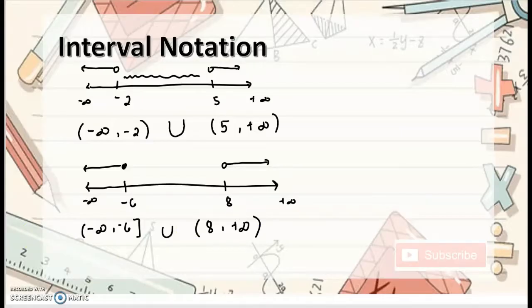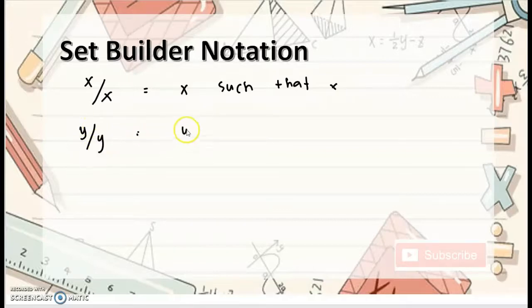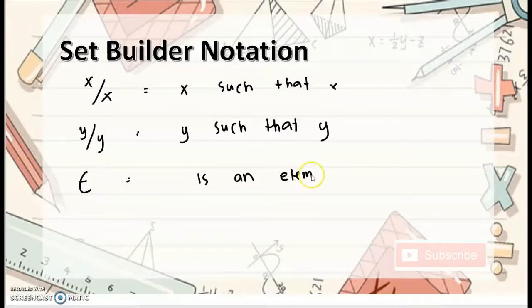For the set builder notation, the commonly used symbols would be like this. This one is read as x such that x. This would be read as y such that y. This symbol is read as is an element of, and this symbol is real numbers. So these are the widely used symbols in set builder notation.